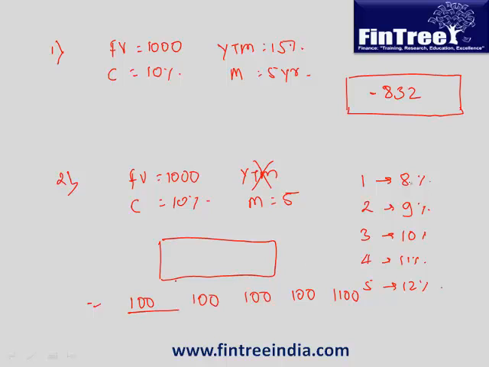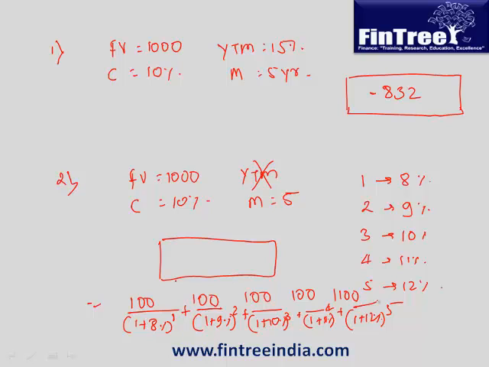The first cash flow needs to be discounted with the spot rate of year 1. So 1 plus 8% raised to 1. Second cash flow is to be discounted with the spot rate of year 2, 1 plus 9% raised to 2. Third cash flow with the spot rate of year 3, 1 plus 10% raised to 3. 1 plus 11% raised to 4. And the last cash flow 1 plus 12% raised to 5. 5 cash flows with 5 different discounting rates, and add them up.